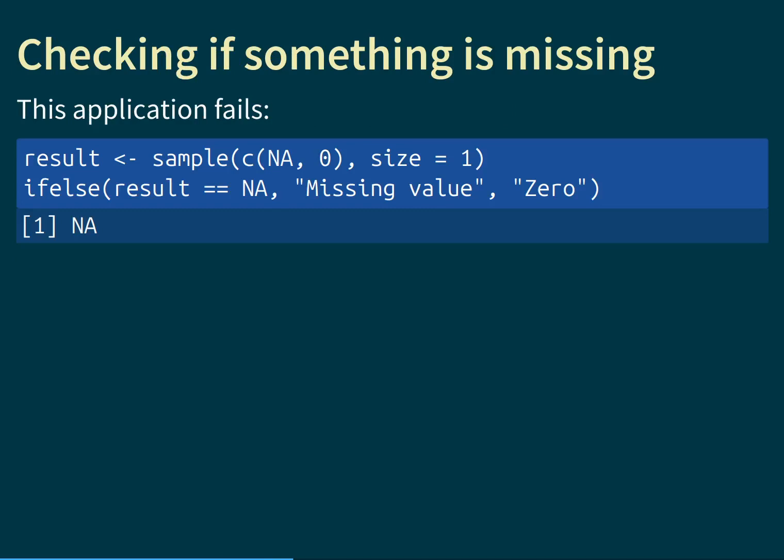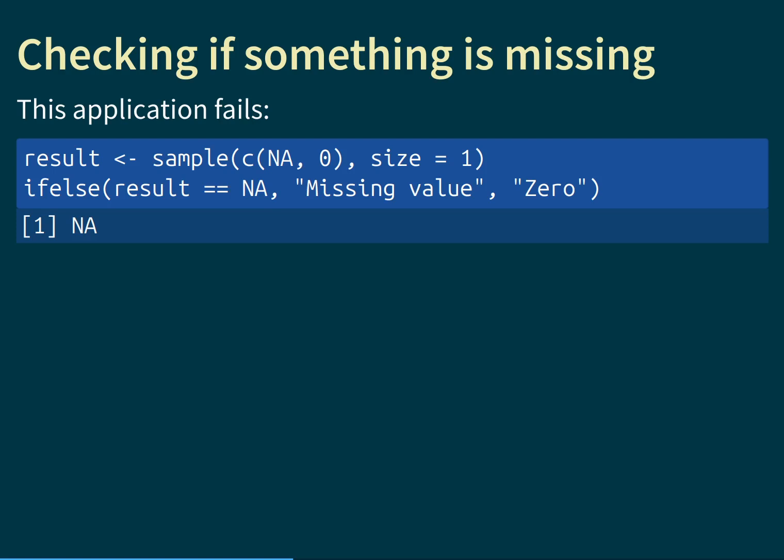To illustrate this idea, here is a small example. So let's look at this simple two-line program that we have on the screen. The first line of this program defines a variable called result, and it uses a function that we haven't talked about yet, but it is a very useful little function. It is called sample. What sample does is it gets an input which is a vector. In this case, you can see that it is a vector comprising of the NA, so missing value, not available data, and the number 0. So it's a two-element vector.